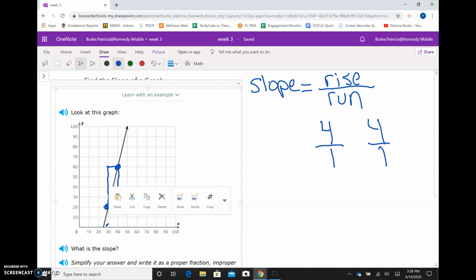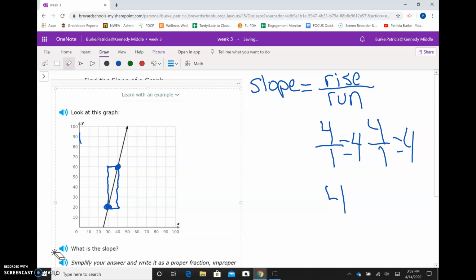And since your line has an upward slope, which means your x's and your y's both are getting larger, as you can see, then your slope is positive. So you would have a positive number here, which is 4 over 1. And when you simplify 4 over 1, well, 4 divided by 1 is 4. So you would answer 4.